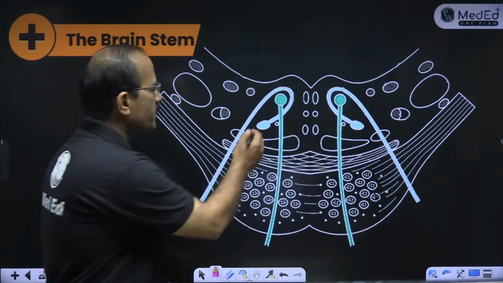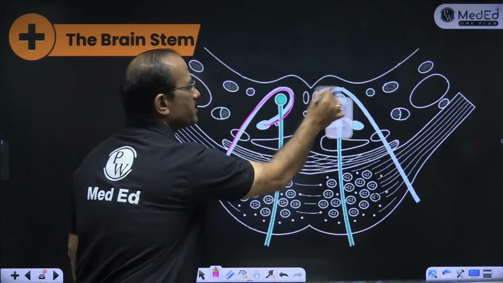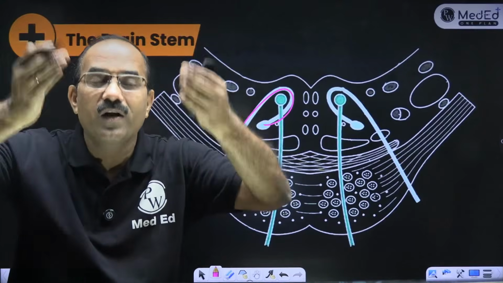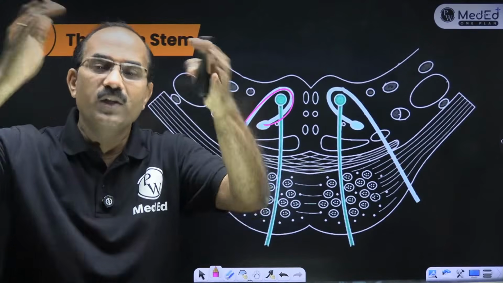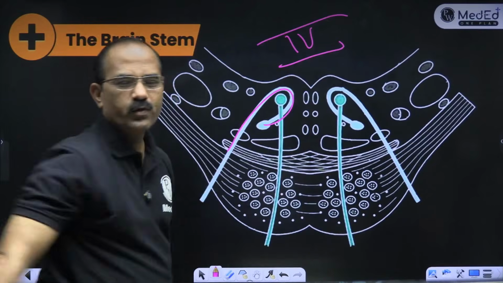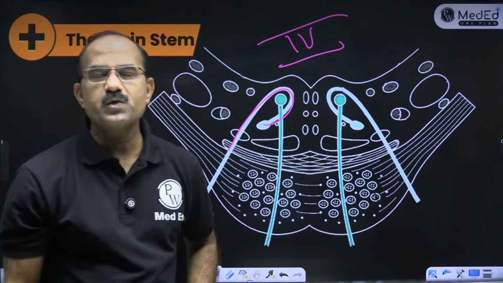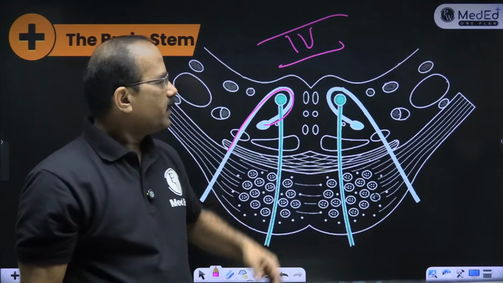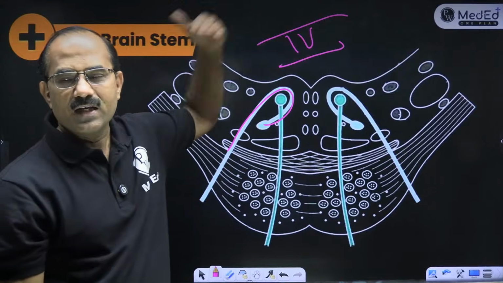The moment you see this facial colliculus, you should know that we are in the lower half of the pons. That's the fourth ventricle. That means we are in the lower half of the pons. Is this understood? Now we take a section above this.